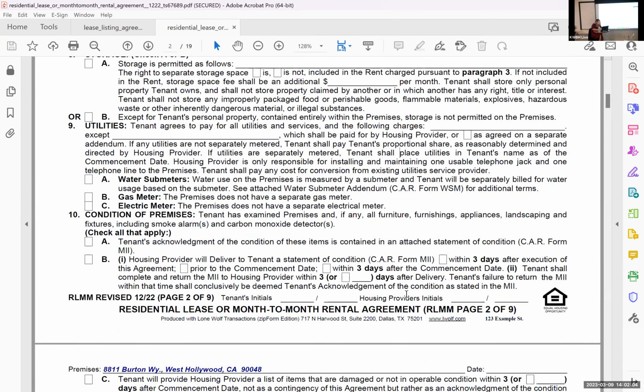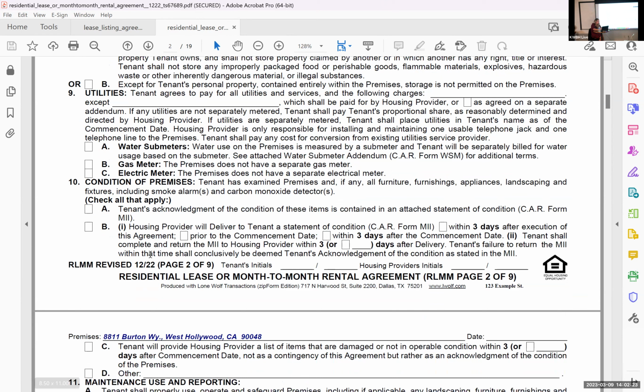You're welcome. Condition of premises. Okay, so you can use what's called a MIMO, move in, move out. It's basically a form that you fill out, kind of like an agent visual inspection disclosure, where you go through the whole house and talk about condition of things. I'd always recommend taking a video also.